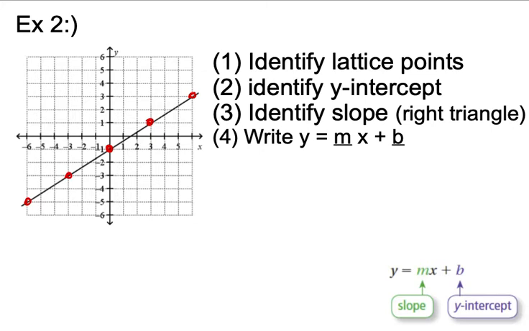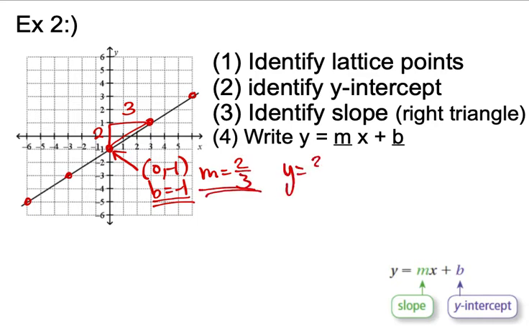The y-intercept is this particular lattice point here at 0, -1. So the y-intercept is -1. Then we're going to identify the slope using a slope triangle. So this goes up 2/3, giving me a slope of 2/3. Now I've got the slope, I've got the intercept. I can write y equals 2/3 x minus 1. And that is my equation.